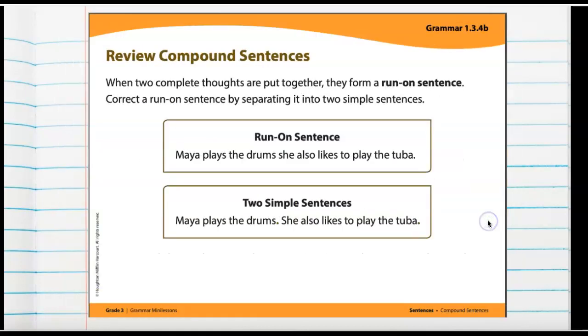Okay, so another way that you may end up with a compound sentence is when you're trying to fix a run-on sentence. So when two complete thoughts are put together, they form a run-on sentence. So we're going to correct a run-on sentence by separating it into two simple sentences. So Maya plays the drums. She also likes to play the tuba. Maya plays the drums. She also likes to play the tuba. If I wanted to make that a compound sentence, I can say, Maya plays the drums, but she also likes to play the tuba.